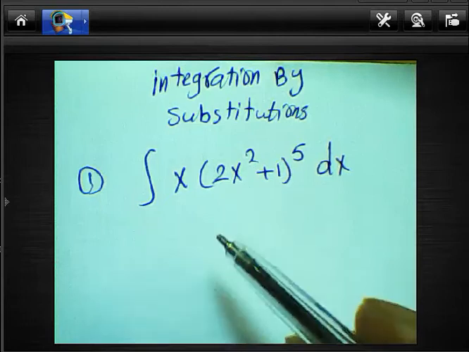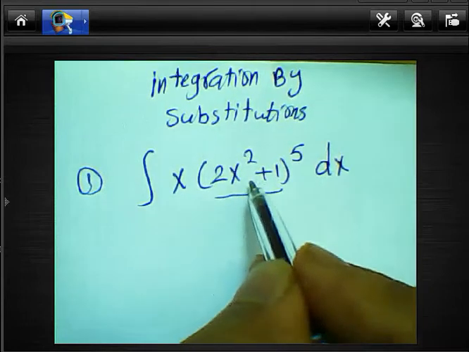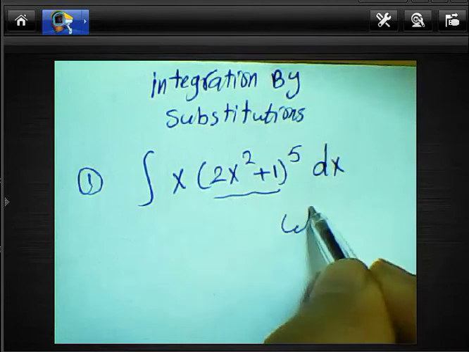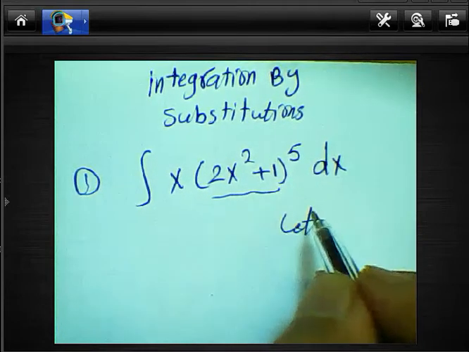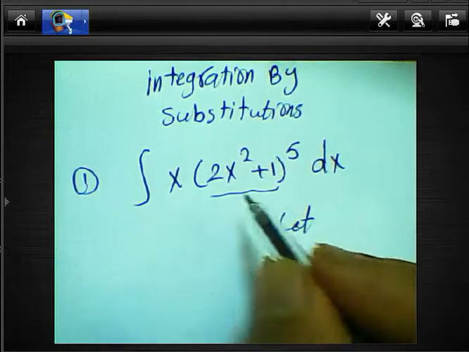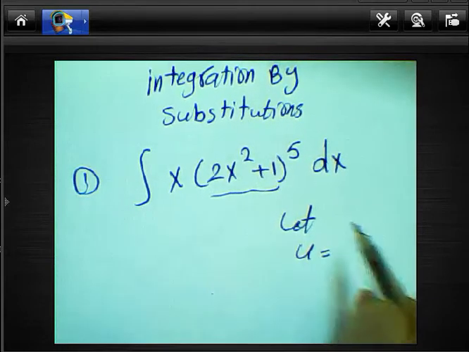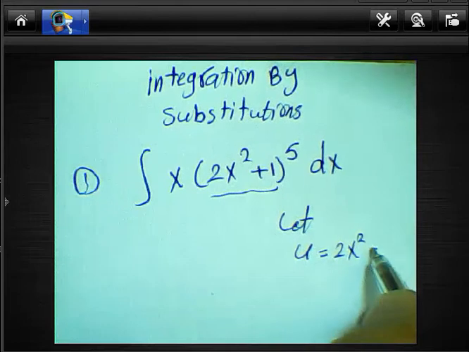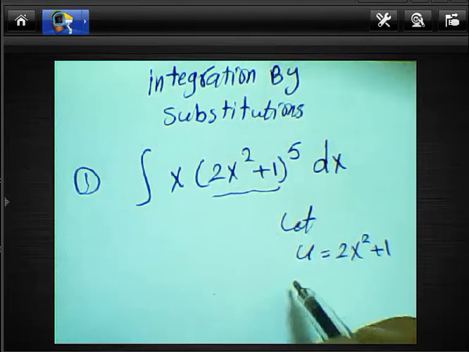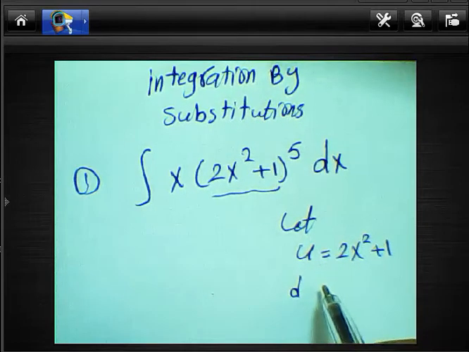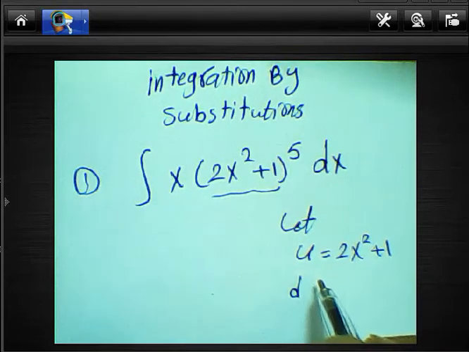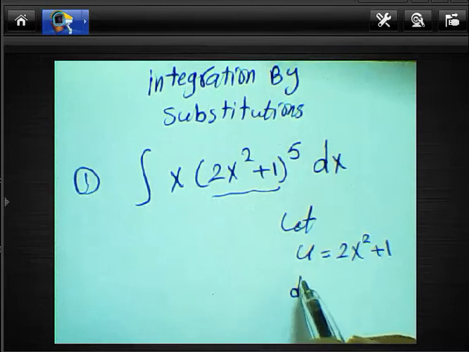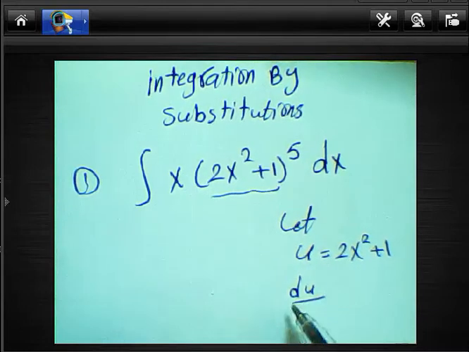In this example we want to find the integration, so we must let x power 2 plus 1 equal u. This function will be called u equal to x power 2 plus 1, and we want to find the integration of this function. First you must write the derivative of this function, du over dx.